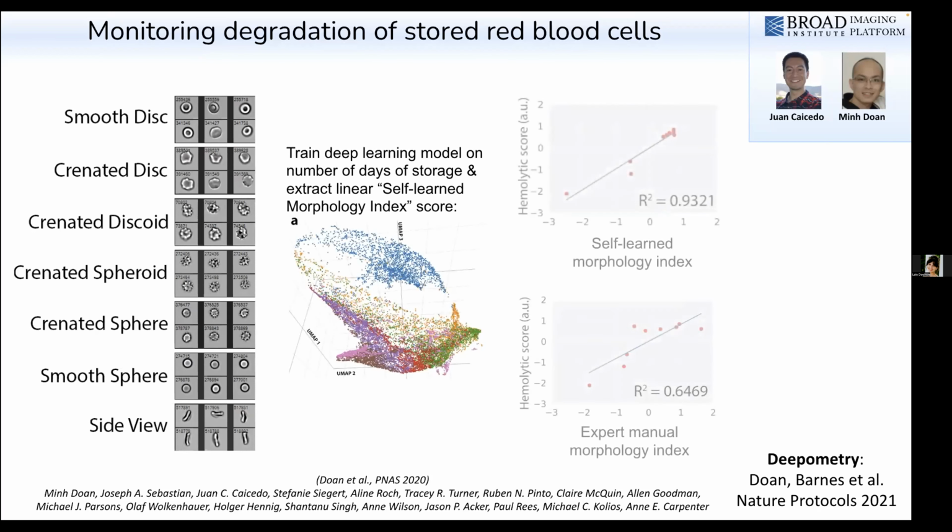The measure can also be translated into an index, and it turned out that the so-called self-learned index had a much stronger correlation to the biochemical assay than the index calculated by experts. Importantly, the approach is fully automated and free from human bias, and if validated in follow-up studies, it could be used to create a new standard for assessing the quality of blood bags.